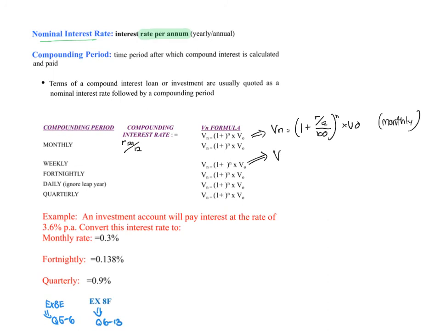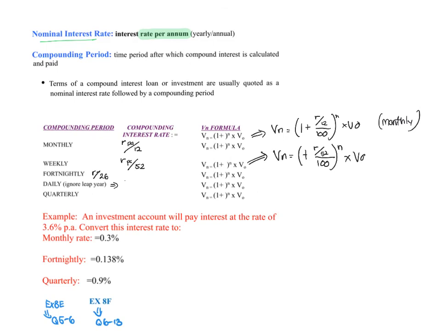If it was weekly, it'd be Vn equals 1 plus the interest rate per annum divided by how many weeks in a year? 52 over 100 to the power of n times V0. So weekly will be the per annum rate divided by 52. What will the fortnight one be? Right, the rate divided by fortnightly, 26.